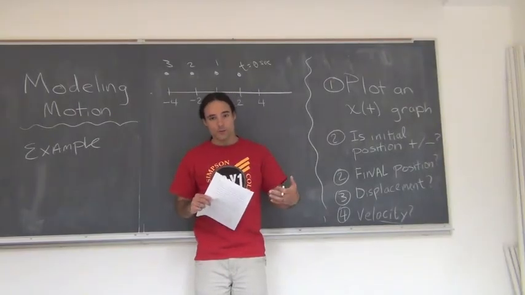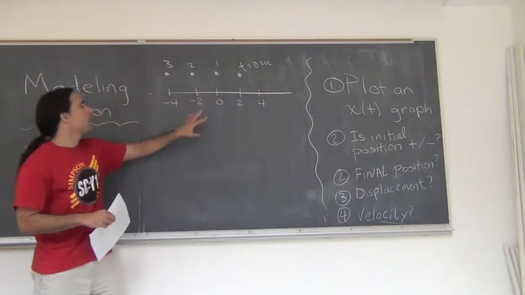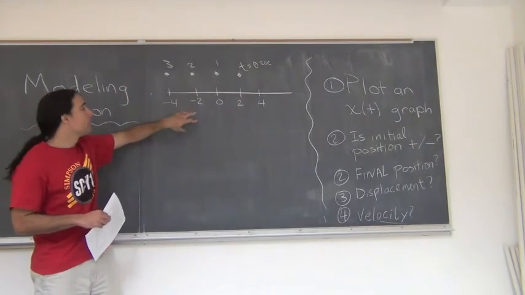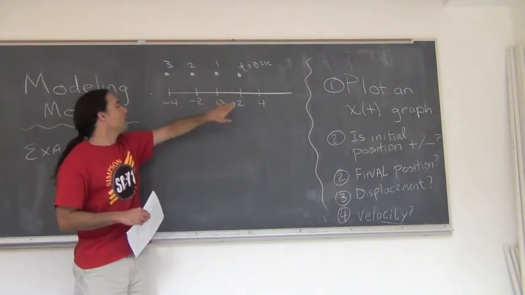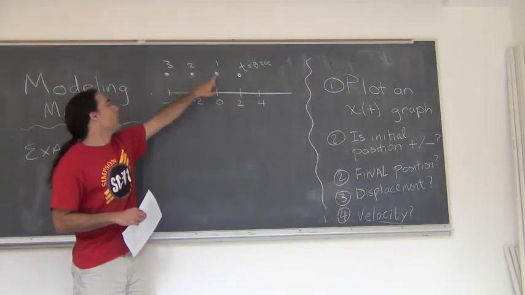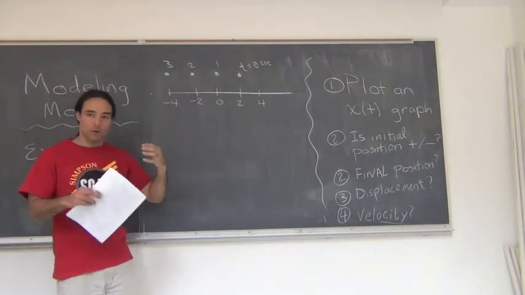All right, let's test what you've learned by doing an example. So I have here a motion diagram. At t equals 0 seconds, we're at 2 meters. At 1 second, we're at 0 meters. At 2 seconds, we're at -2. At 3, we're at -4, etc., etc.